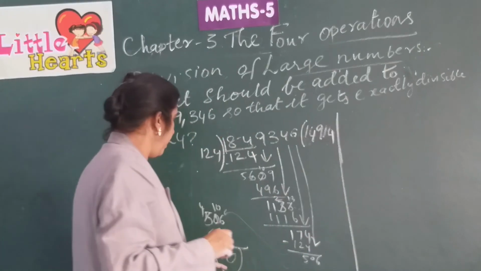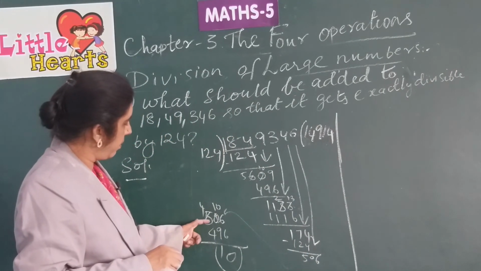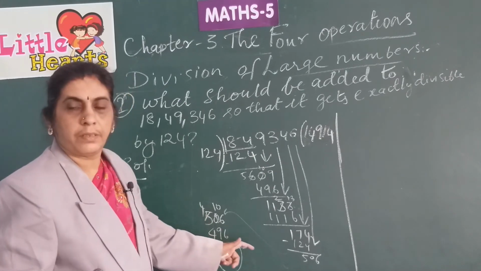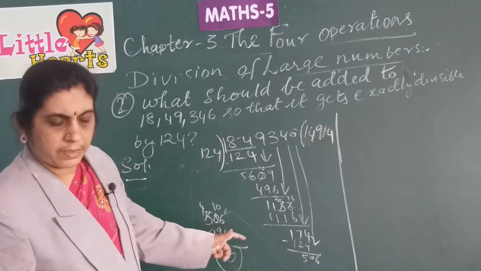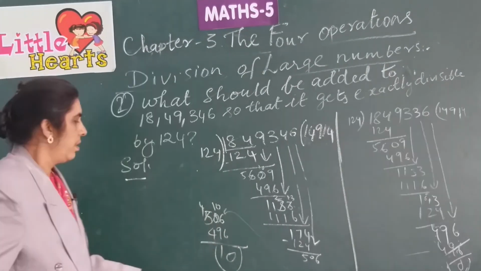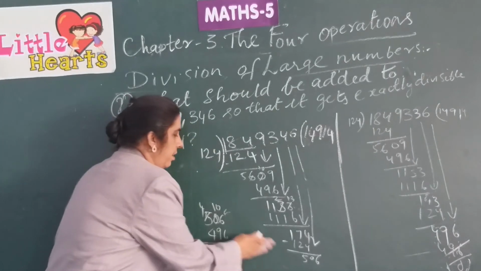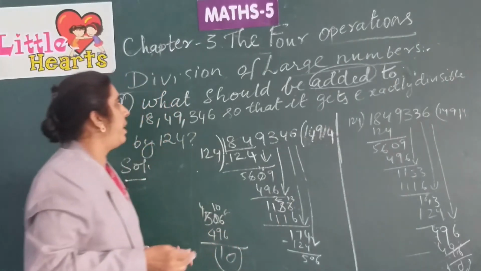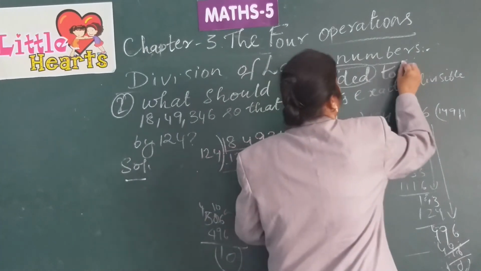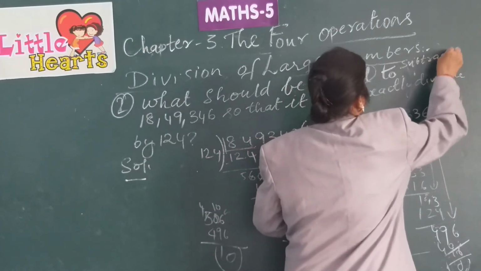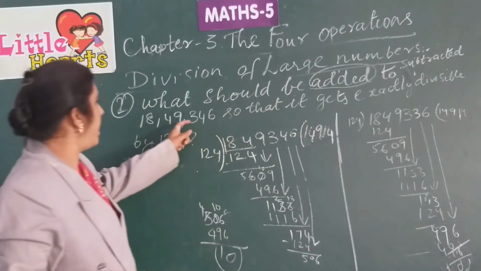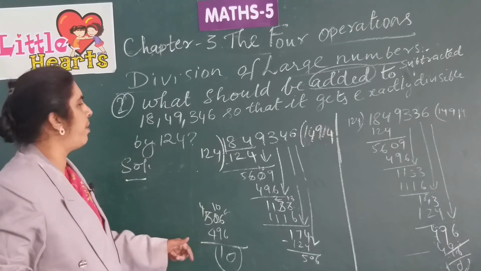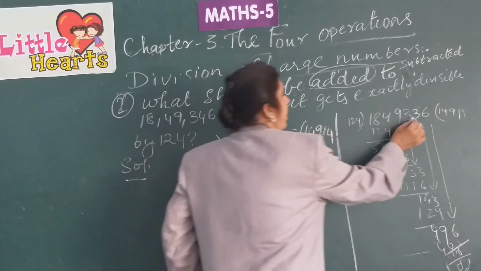10 is the remainder. No, wait. Yes, remainder is 10 here. So, I am sorry, the question itself in the textbook is wrong. It should be written as what should be subtracted, instead of addition. You have to write what should be subtracted so that this number exactly gets divisible by 124. Let us check after subtracting 10 from this. Just 10 from this, it becomes 336.